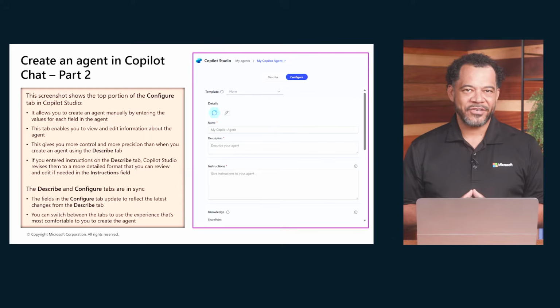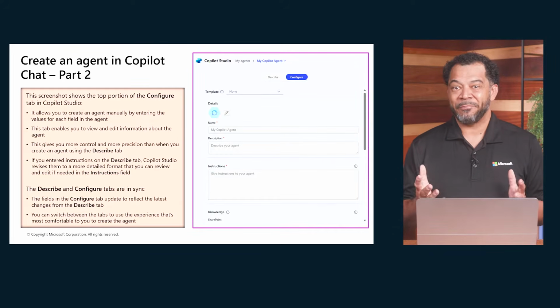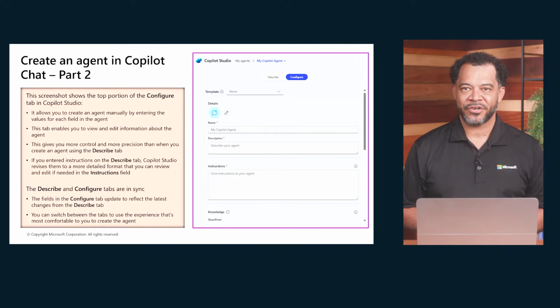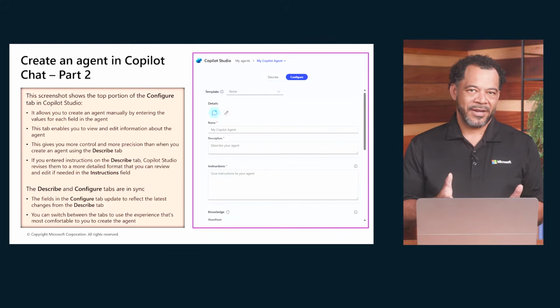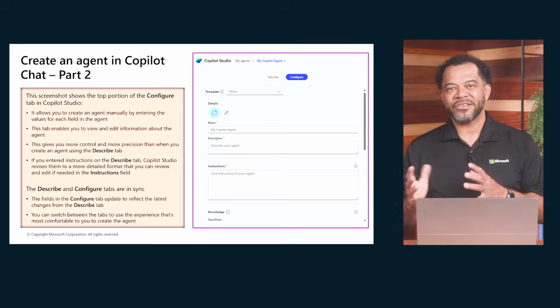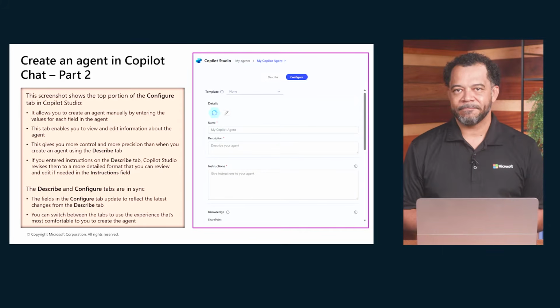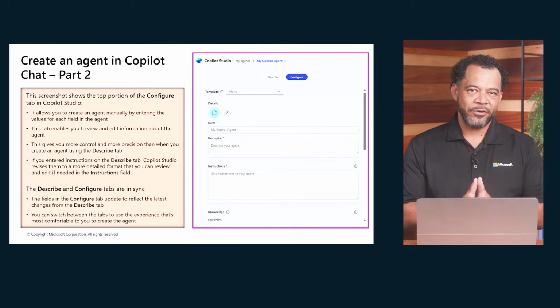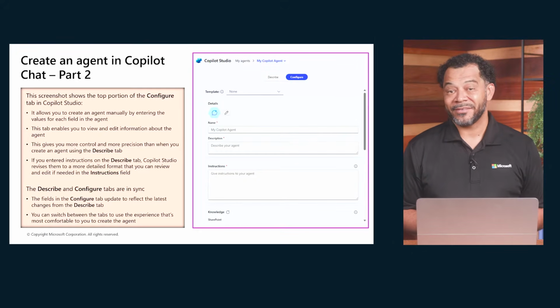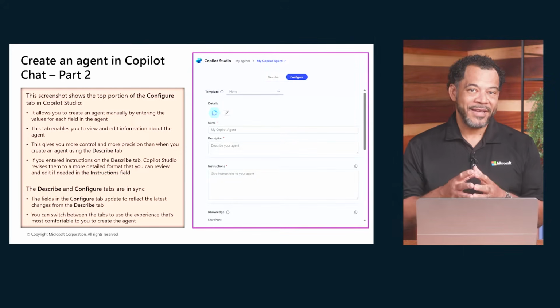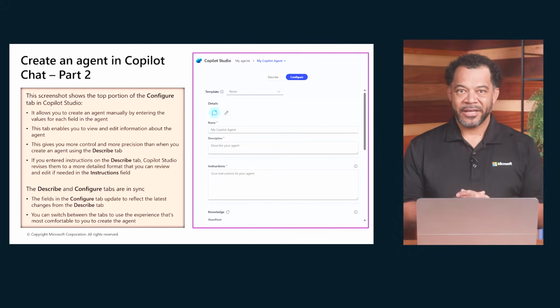One of the key advantages of the Configure tab is the ability to edit and expand your agent's instructions. Copilot Studio takes the conversation input from Describe and translates that into a more detailed format. You can then review and adjust that content to better suit your goals. This is especially useful if you want to add specific behaviors, clarify tone, or include edge case scenarios.